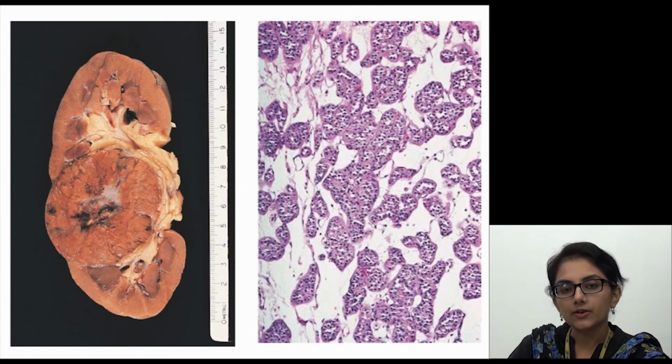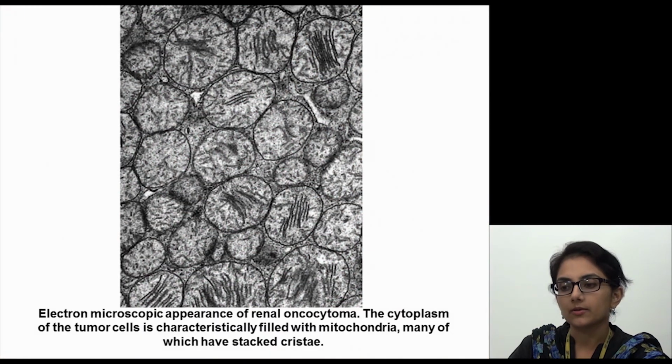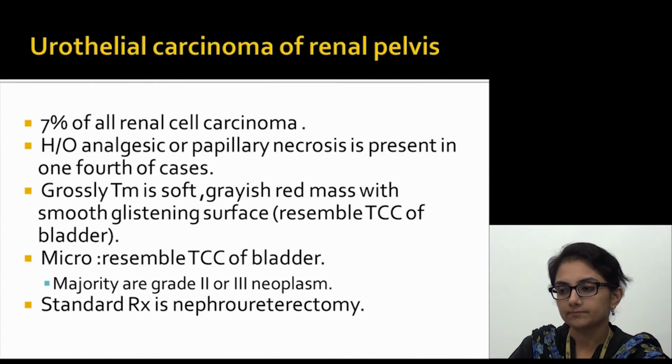If you look at the ultrastructural appearance in an oncocytoma, the granular eosinophilic cytoplasm is really due to numerous mitochondria, whereas in a chromophobe RCC, we had seen the presence of mucin vacuoles. So these are important differences to remember between the two tumors.